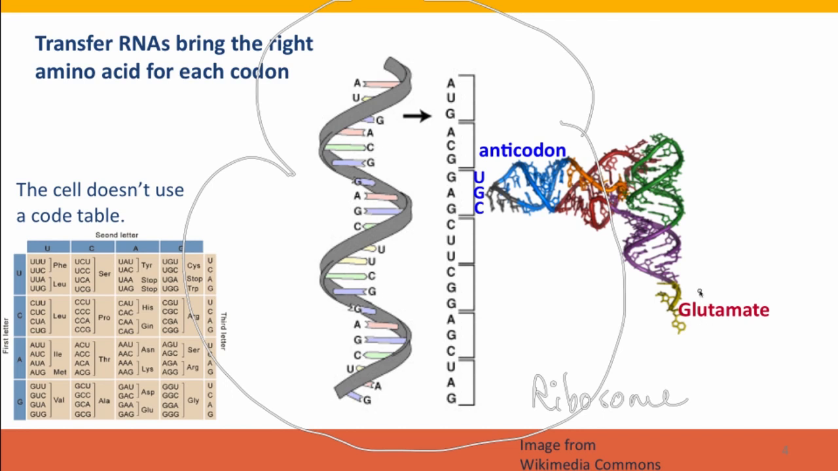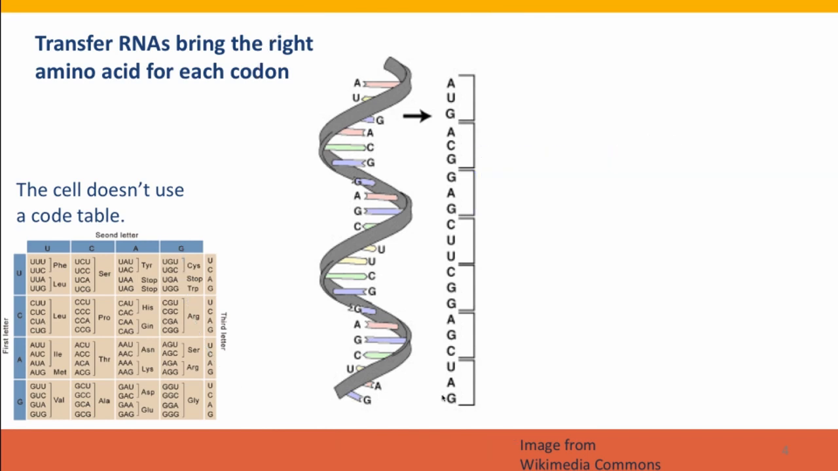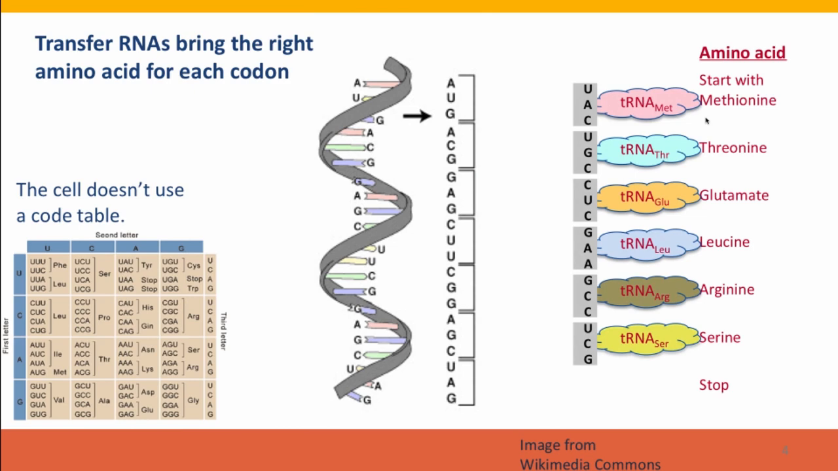And in that factory, glutamate will be added to the growing chain of amino acids specified by this chain of bases, the messenger RNA. Now, here's a second drawing showing a simplified transfer RNA for each amino acid. There's a different transfer RNA for each amino acid with the appropriate anticodon. So this is the methionine transfer RNA with its anticodon, the threonine transfer RNA bringing threonine to base pair with the complement of those 3 bases.